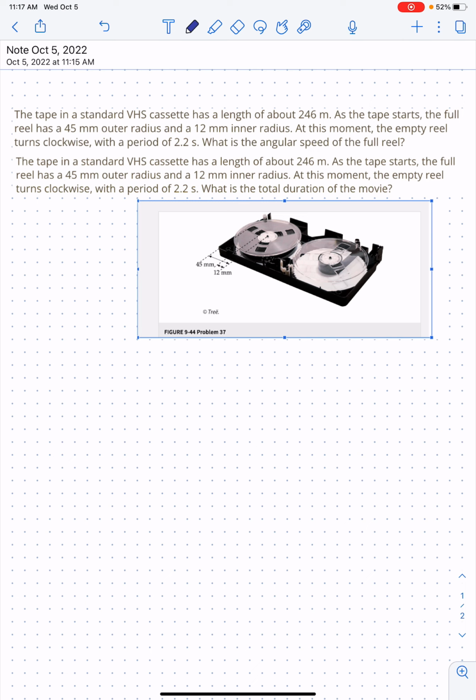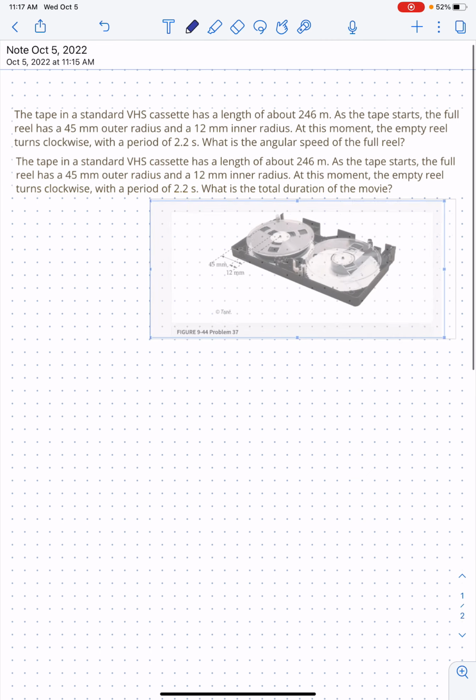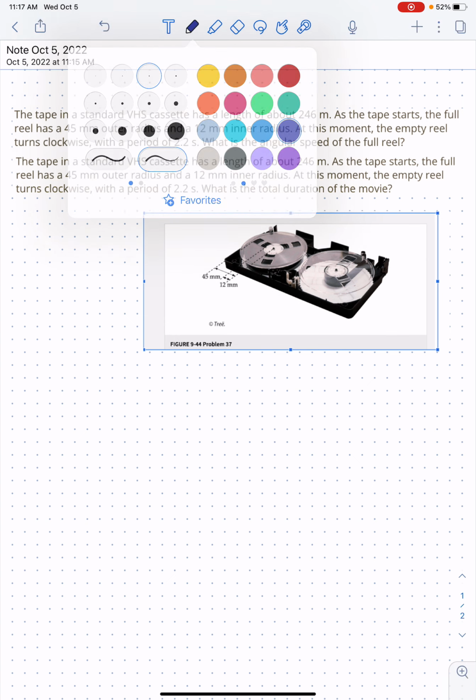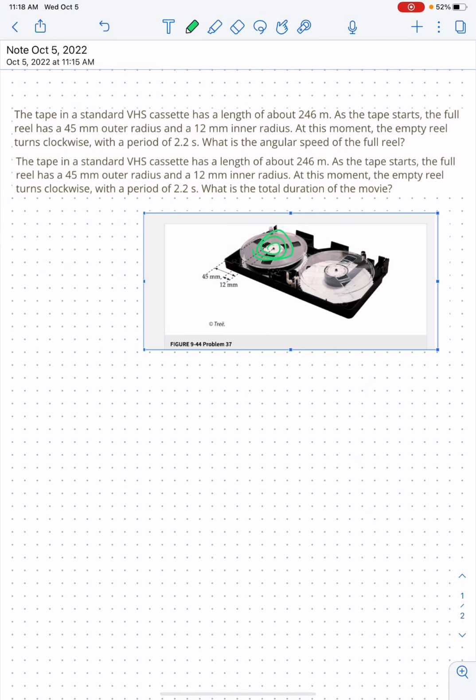Okay, so we've got here a reel on the left that's full of tape at the beginning, right? We've got the tape that goes around and around and around like this. It goes through the front and then around like this at the beginning, okay? And as the tape starts, this full reel has a 45 millimeter outer radius and a 12 millimeter inner radius, okay?